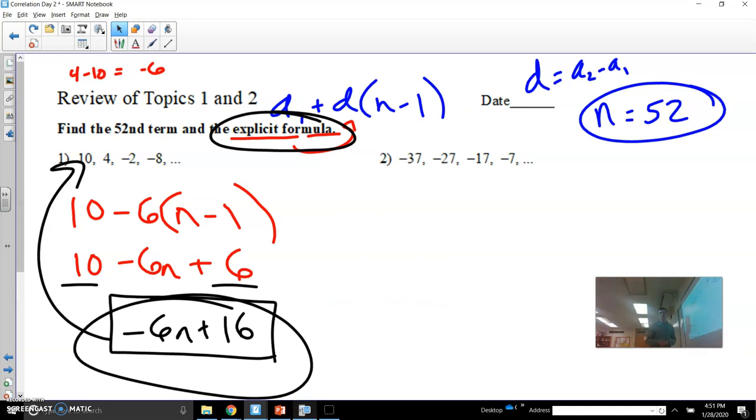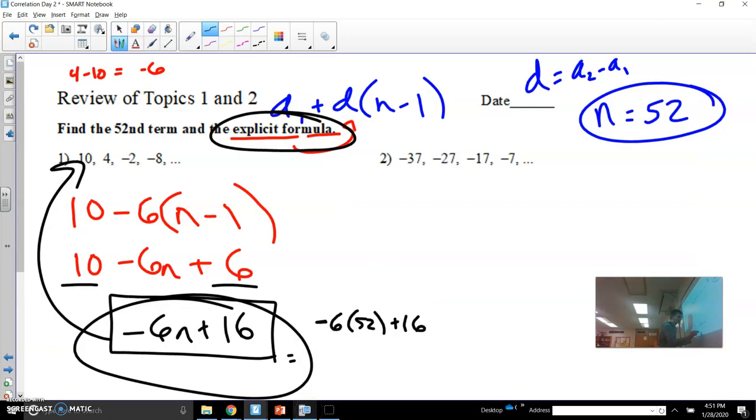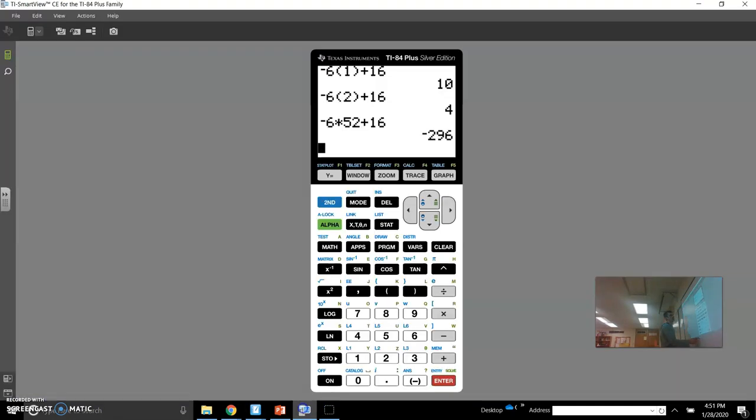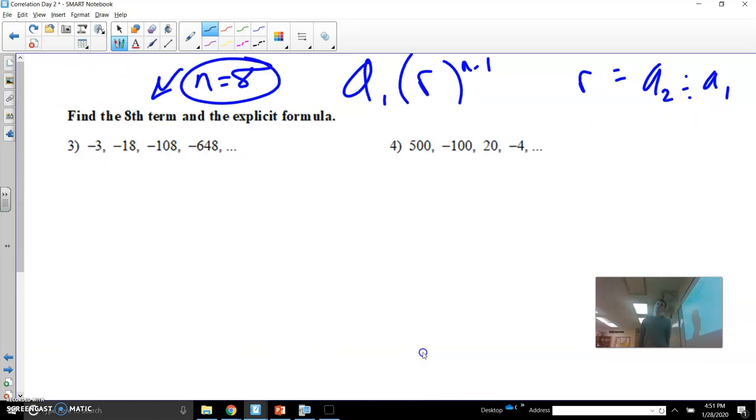So the last thing we're going to do is plug 52 in. We want the 52nd term. So -6 multiply 52 plus 16. -6 times 52 plus 16. Making sure that all types out correctly. That gives you -296. So the 52nd term would be -296, just to make sure I got that correct. Okay, so I'm going to leave you number 2. Use the same process because both of these are arithmetic, and we'll check your work tomorrow.